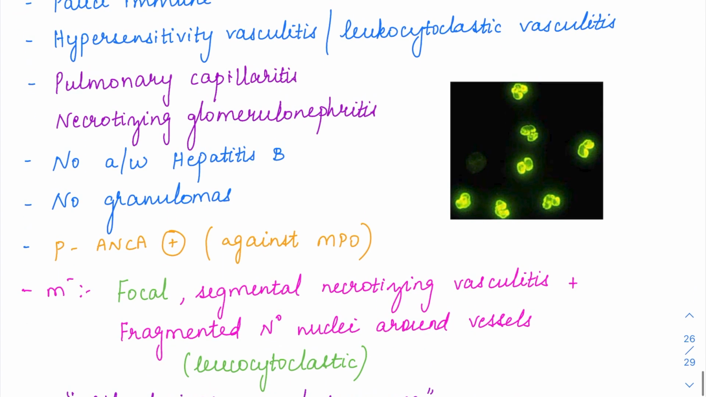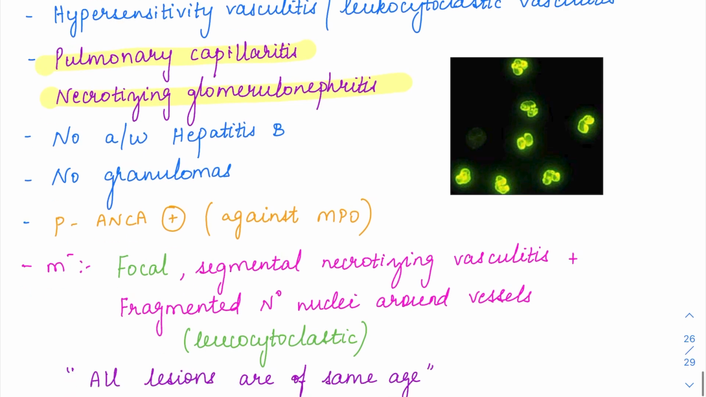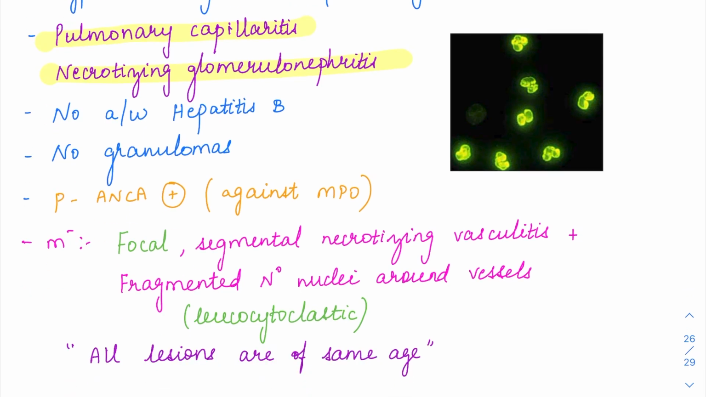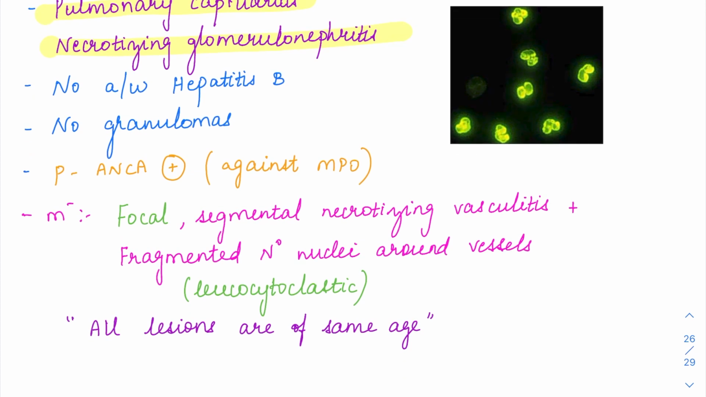Here the pulmonary vessels are involved. In PAN the pulmonary vessels were spared, but here in microscopic polyangiitis, pulmonary capillaritis is a very important feature. Other than that, when the kidney is involved, it is going to cause glomerulonephritis. So these two features are exactly the opposite of PAN. Okay, and here there is no hepatitis B association, no granuloma formation.